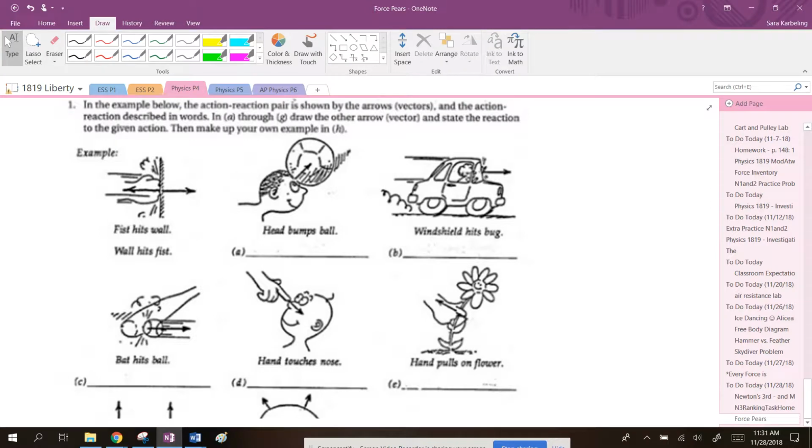The first one says, fist hits wall. I hope that doesn't happen to you. That's a really bad choice. Don't do that. Ouch. Fist hits wall. That's two objects, right? Fist and wall. So fist pushes on wall, wall pushes on fist. Okay? That is a force pair. Okay? We'll do the next one together. Head bumps ball. What's the force pair that goes with that? Ball bumps head.